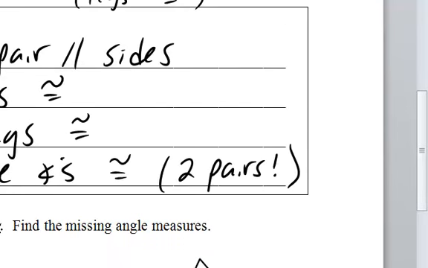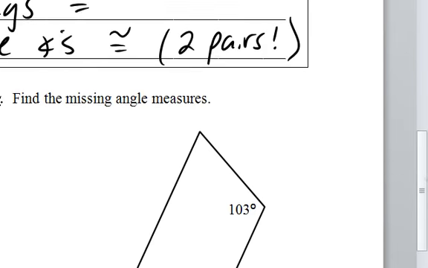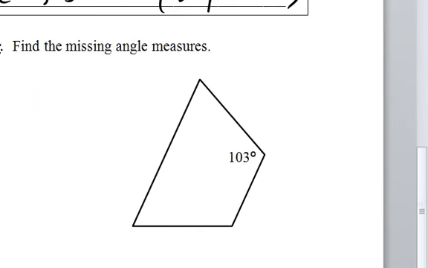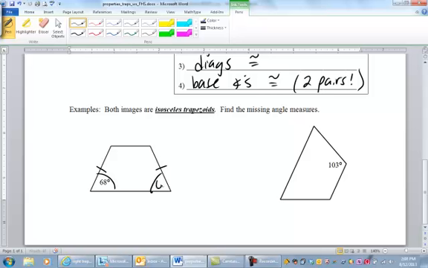Okay, I do have a couple practice problems down here at the bottom. And in the directions it says both images are isosceles trapezoids. So what that means is our sides are equal here, which means our base angles are equal, which means this is 68.